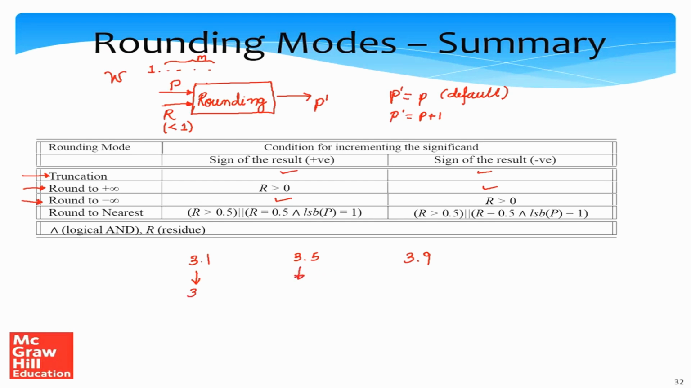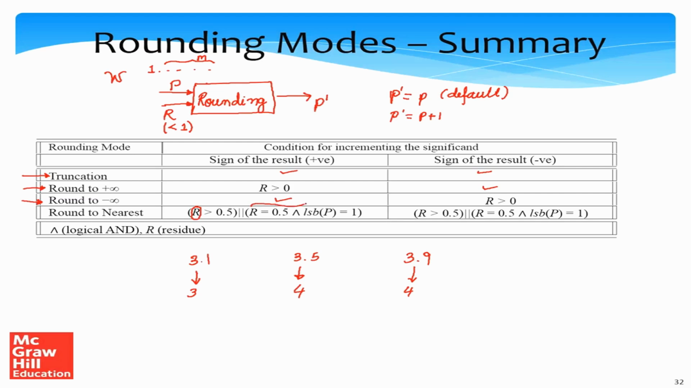3.5: I have a choice between 3 and 4. I choose the even number, so I round it to 4. And 3.9, the closest integer, is 4. So the logic is like this. I'll first take a look at the residue. If the residue is greater than 0.5, as in the case of 3.9, then I will increment the significand. I'll increment 3 to 4.